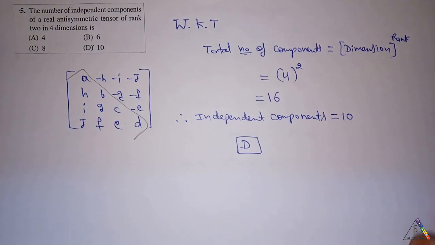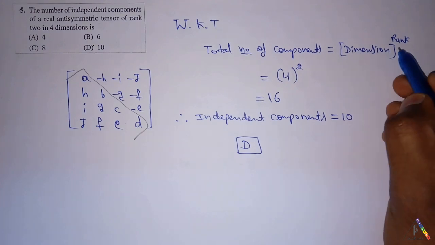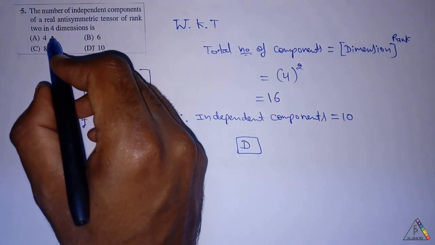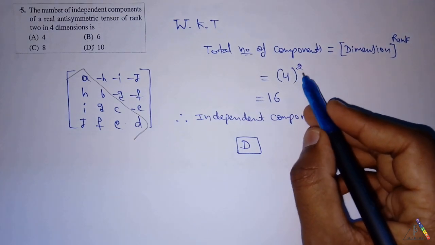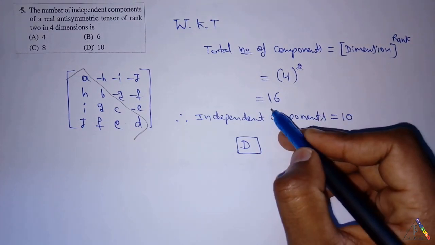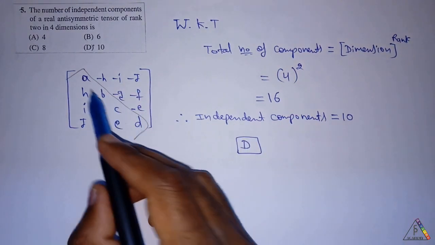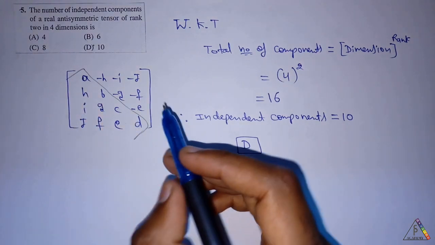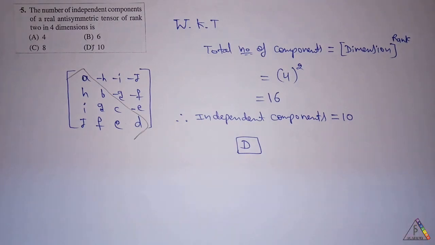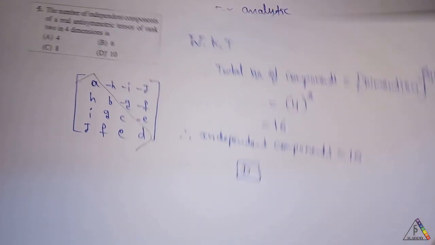Next question is: the number of independent components of a real antisymmetric tensor of rank 2 in 4 dimensions is. We know that the total number of components will be equal to the dimension to the power of rank. Here the dimension is 4, therefore 4 to the power of rank 2, that is the total number of components is 16. If it is an antisymmetric tensor then there will be 10 independent components of a 4 cross 4 antisymmetric tensor. Therefore for this question the answer is D option.